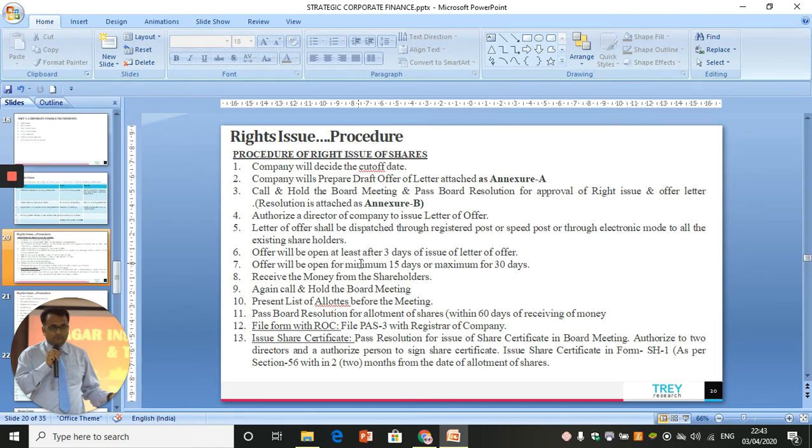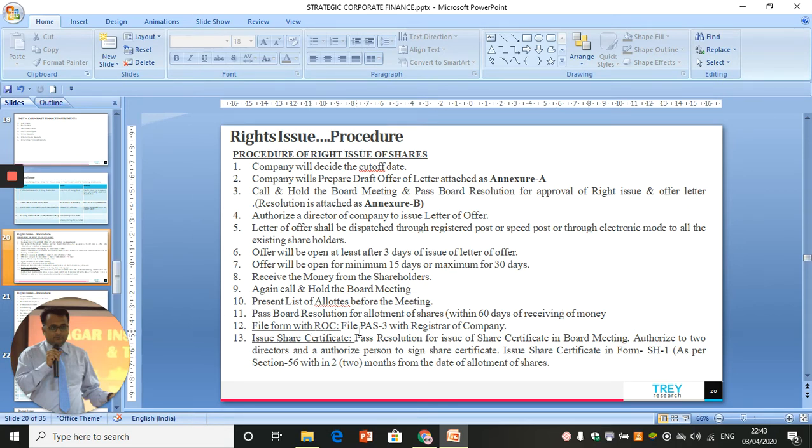The offer will be open for a minimum of 15 days or a maximum of 30 days. Now receive the money from the shareholders. The shareholders who want to subscribe send you the money. Then again call and hold the board meeting. Present the list of allottees before the meeting. Pass a board resolution for allotment of shares within 60 days of receiving the money.